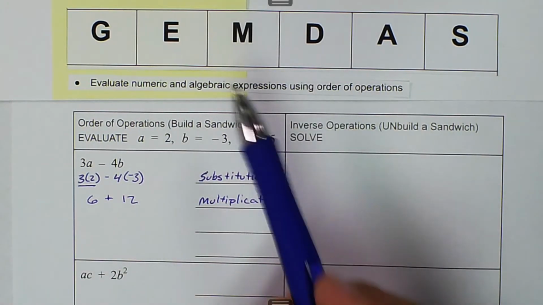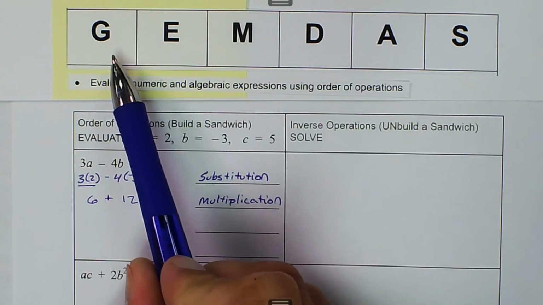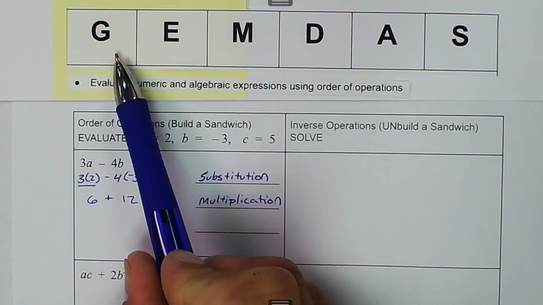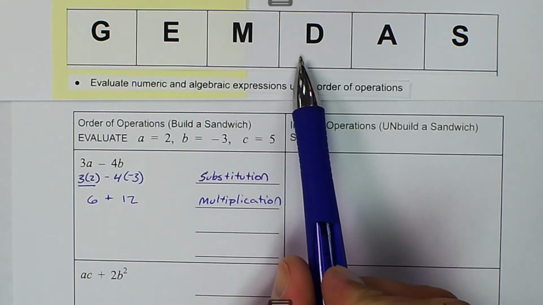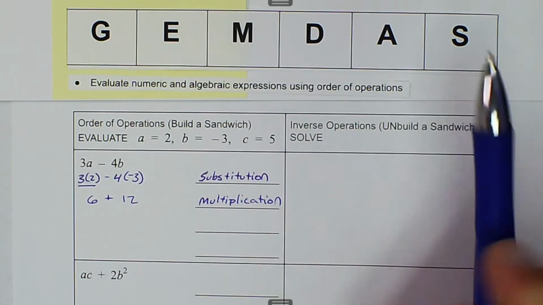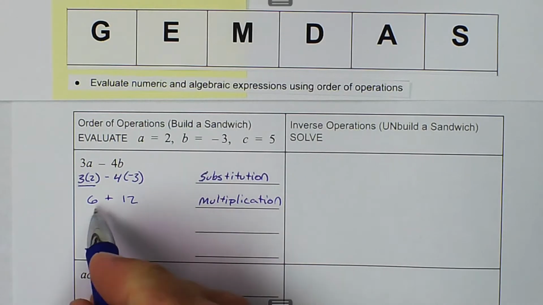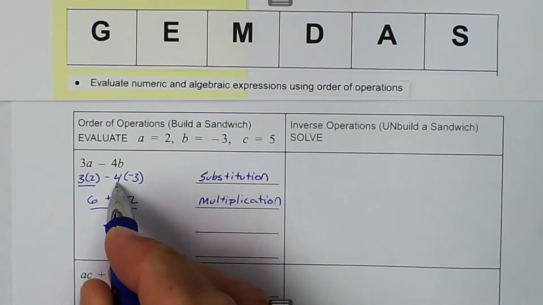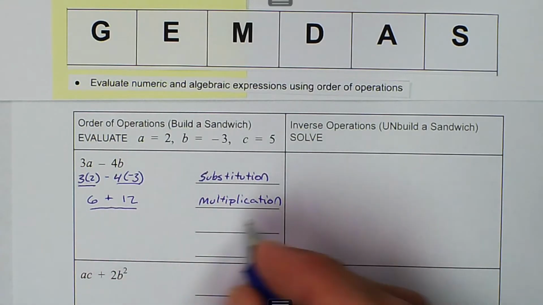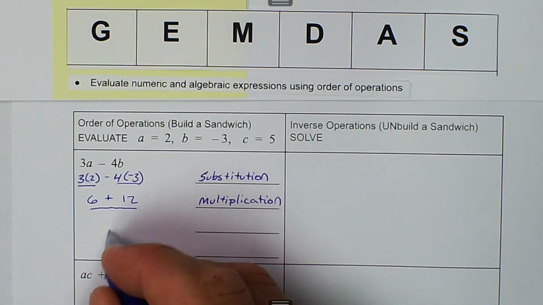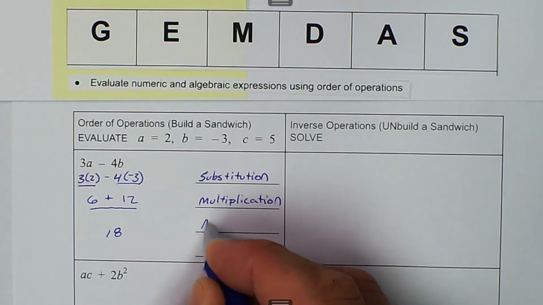Next, we can go back all the way to the beginning. Do we have any groups? No. Exponents? No. Multiplication or division? No. Addition or subtraction? Yes, we do. All right, we can do that. So right here, we can do addition, subtraction, and 6 plus 12. That is going to be 18. And that next step was addition, right?